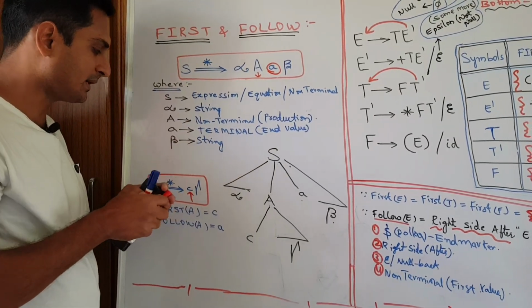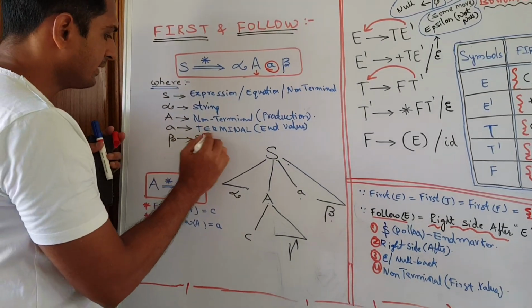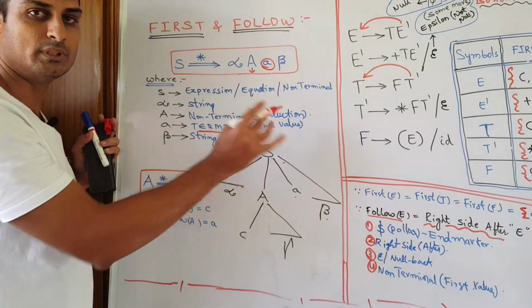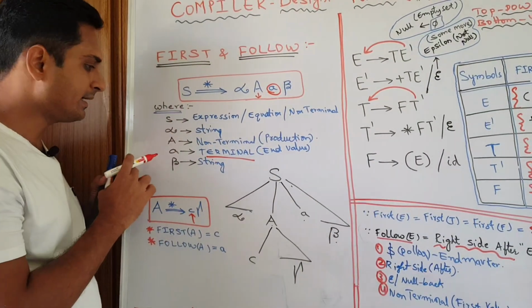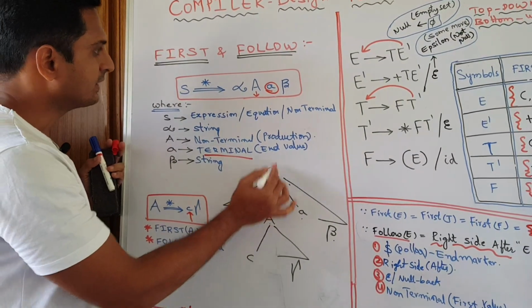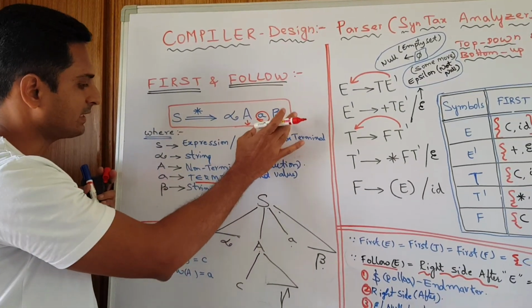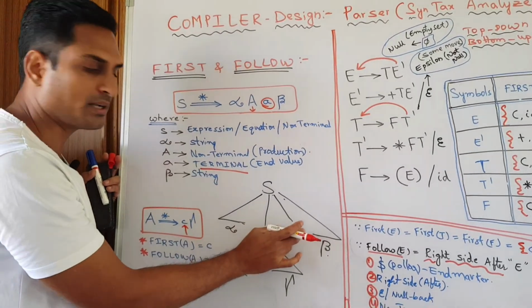Right? I wrote it in capital letter. Small a is a terminal, means end value. There will be no next values. Beta is a string, again non-terminal. Yes, for this equation, expression, we are writing the parse tree, right?